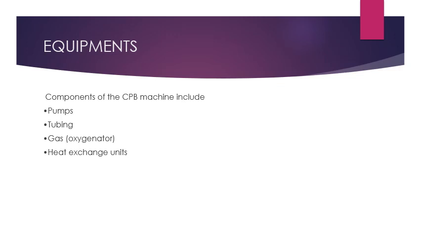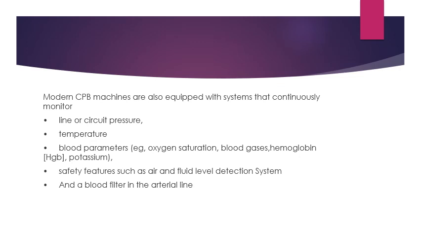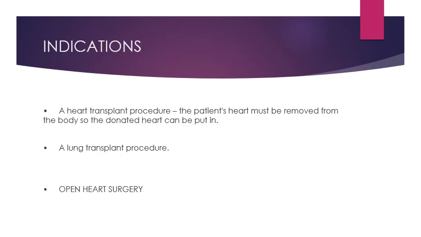The equipment of these machines contains a pump, tubing, a gas exchanger, which is also called an oxygenator, and heat exchange units. Now, the modern CPB machines are also equipped with systems that continuously monitor the line or circuit pressure, the temperature, and blood parameters, for example oxygen saturation, blood gases, hemoglobin, potassium, etc. Some safety features such as air and fluid level detection systems are also used, and a blood filter in the arterial line is used in this process.